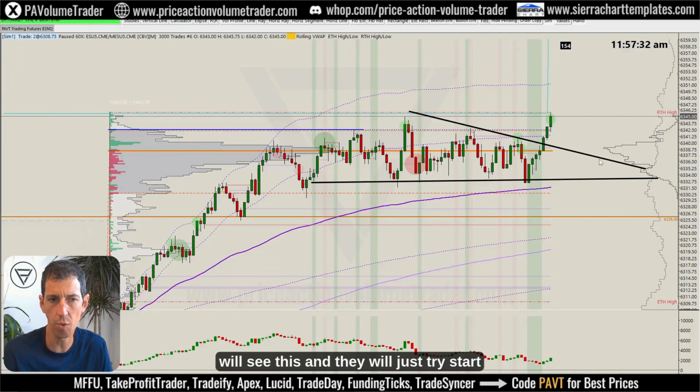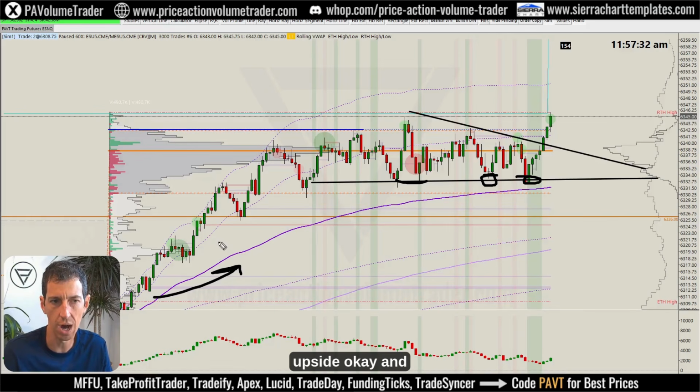So a lot of people will see this and they will just start trying to sell any move back to the bottom edge of this triangle, and this is a big trap that we get a lot of times, especially on a very bullish day right from the open. Sentiment is clearly to the upside.